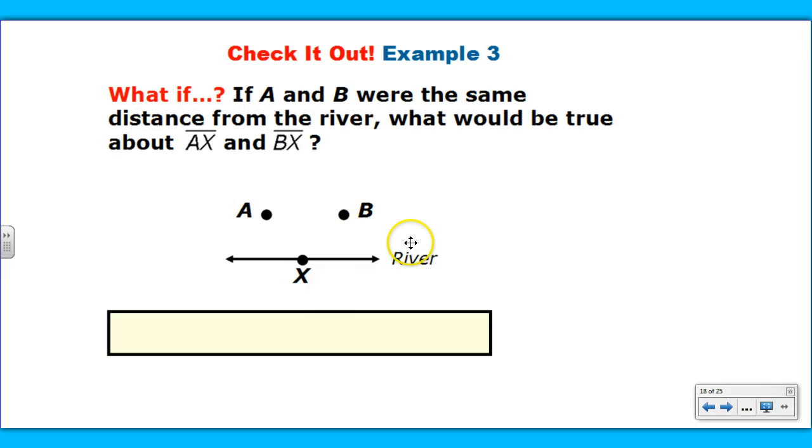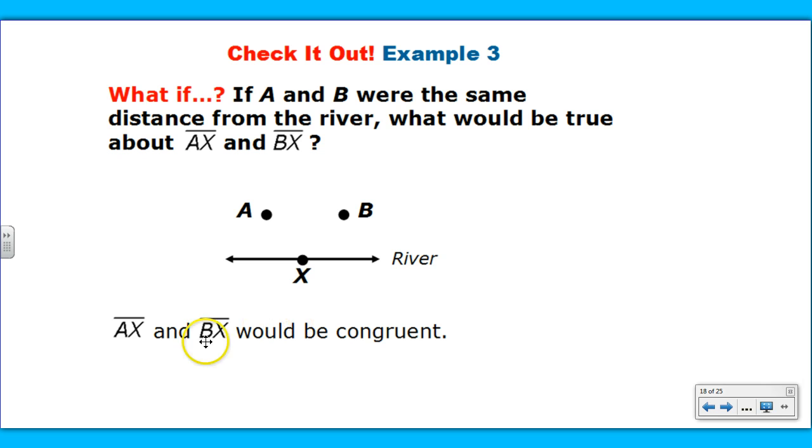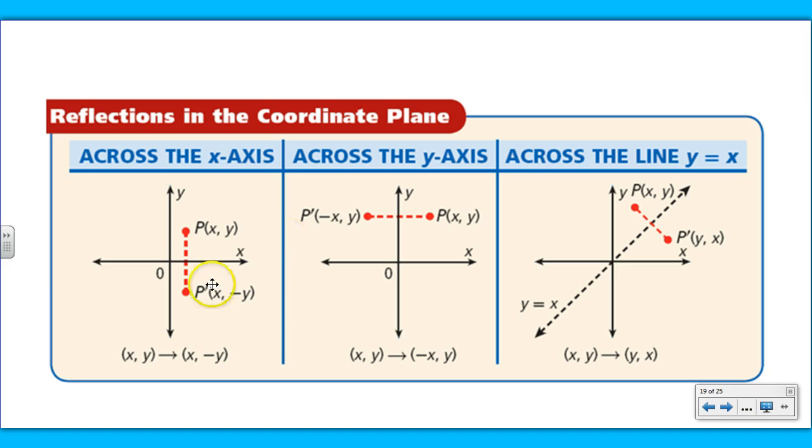So let's look at a similar question. If A and B were the same distance from the river, what would be true about AX and BX? Well, if A and B are the same perpendicular distance from the river, then AX and BX would be congruent. I guess this is given that X is a midpoint between A and B, right? Got to have that info too.